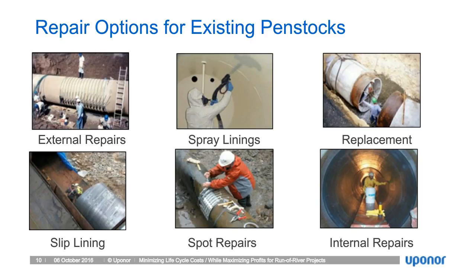And lastly, what we'll be talking about is replacement. Material nowadays, designed specifically for low pressure, high volume applications, can make such economic sense that the complete penstock line can be replaced and still have a cost savings rather than trying to perform external repairs or slip lining or spot repairs. So replacement can be a much better idea than trying to do repair.